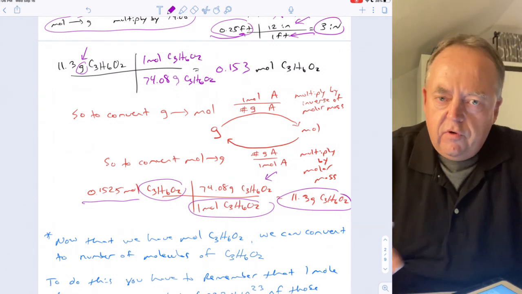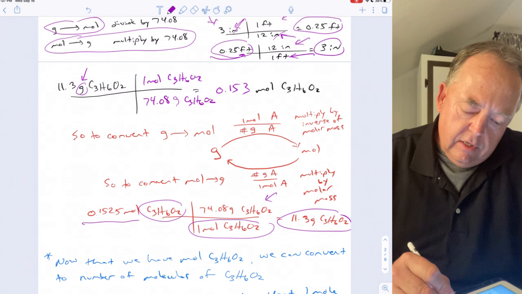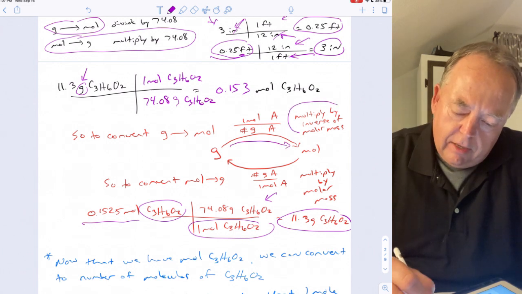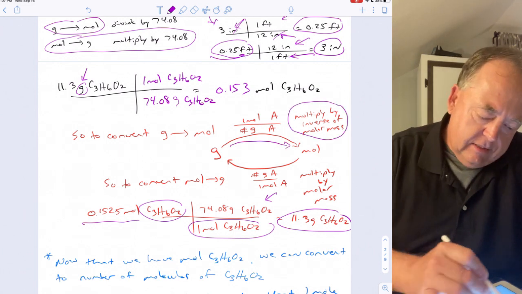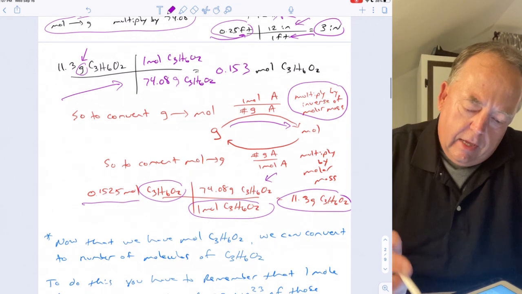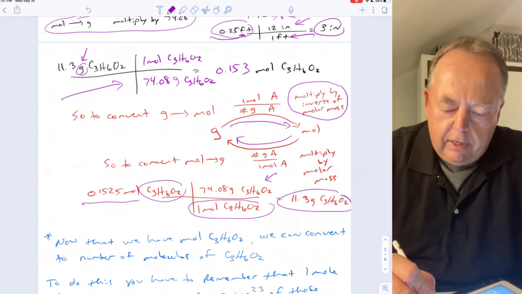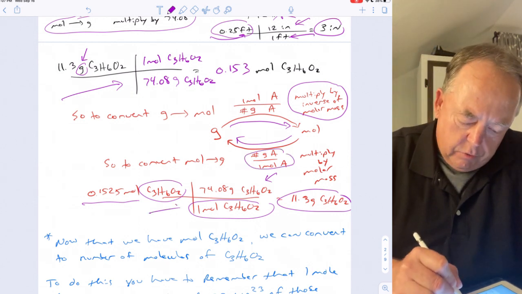So anytime you're converting between grams and moles, it is always molar mass. If you're going from grams to moles, then you're going to multiply by the inverse of the molar mass, just like we did there. We multiplied by the inverse. If you're going the opposite way from moles to grams, then you're going to multiply straight across by the molar mass, right? Just like we did here.